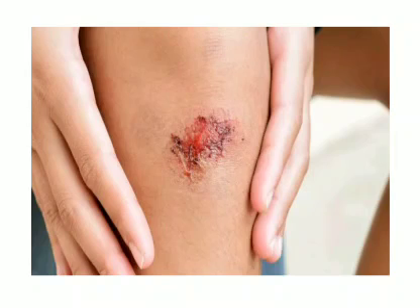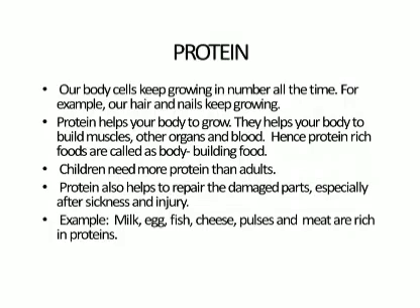What is the function of protein? Protein helps in growth and repair of body cells or body parts. Our body cells keep growing in number all the time. For example, our hair and nails keep growing. Protein helps your body to grow. It helps your body to build muscles, other organs and the blood. Hence, protein-rich foods are called body building foods.